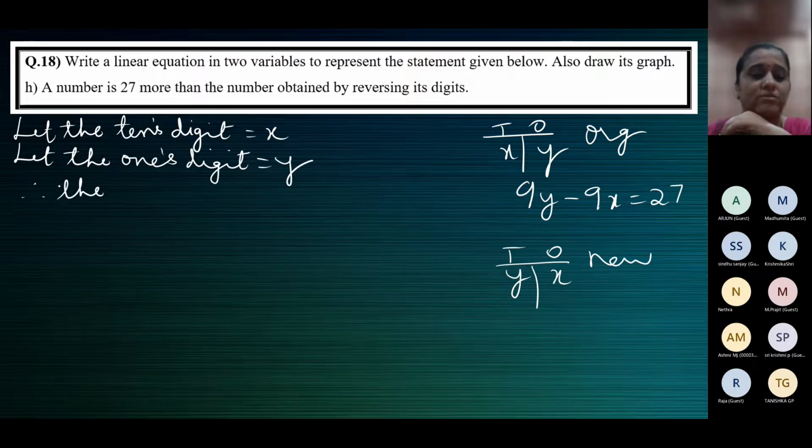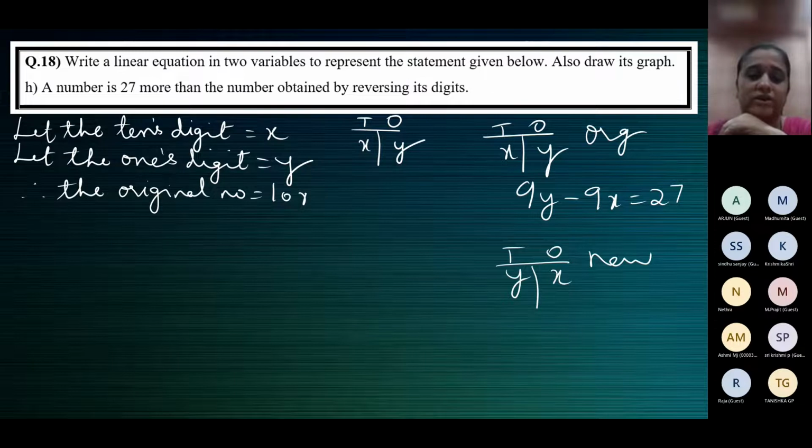Therefore, the original number is equal to, what's the original number? Ones, tens, and this is x and this is y. So the original number is 10x plus y. I've told you this in one class earlier. Multiply the digit with the respective place value. 10 into x plus 1 into y. X is in the tens place, so 10 into x. y is in the ones place, so 1 into y, that is y. 10x plus y is the expression for the original number.